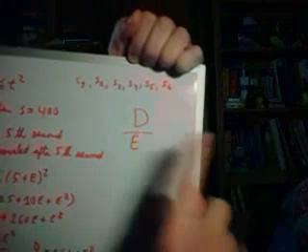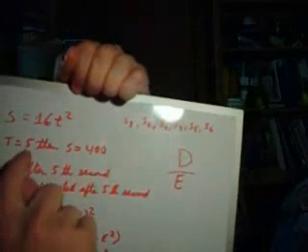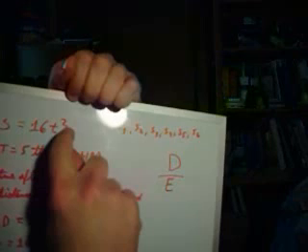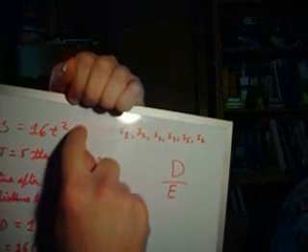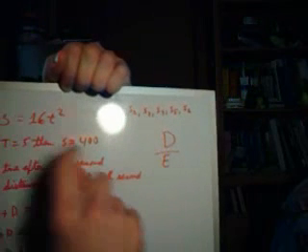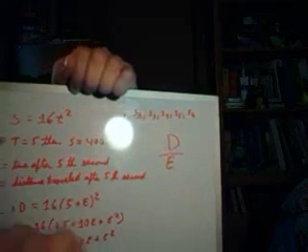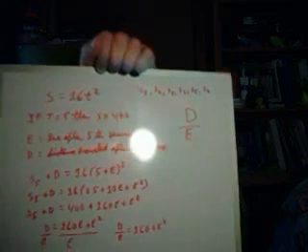Okay? Now, in the equation, if we plug in the number 5, we square it, it becomes 25. We multiply it by 16, and it becomes 400, which means that we have traveled 400 feet in just 5 seconds. Okay. Now we're going to figure in a little bit more.